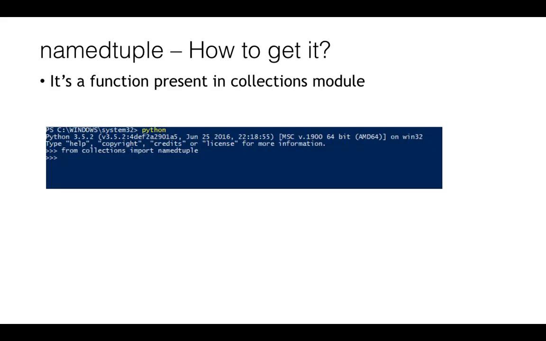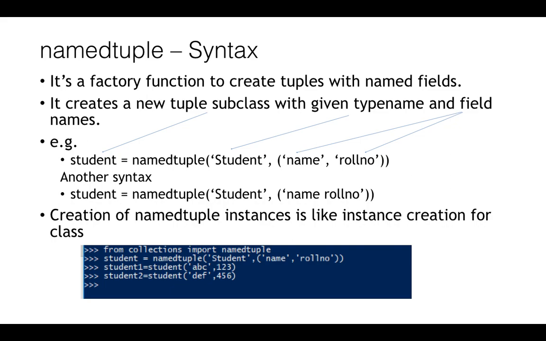So basically it's a function present in the collections module. So first you have to import it. The next important thing about Namedtuples is the syntax. So it's basically a factory function, and you can create tuples with named fields. So here you can see in the example of the first syntax that we are passing the type name as student and the fields as name and roll number. So we are creating a Namedtuple called student, and it has fields name and roll number.